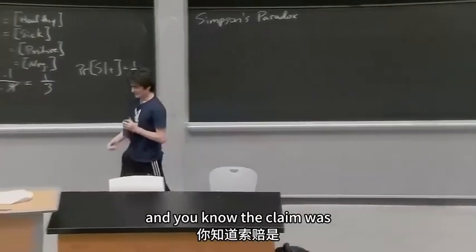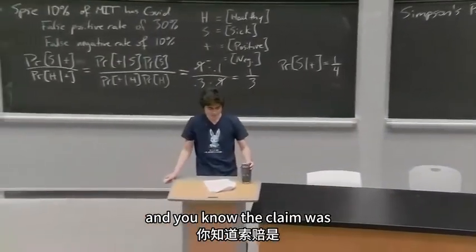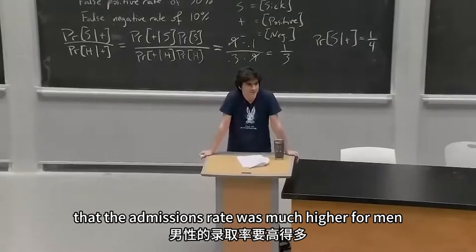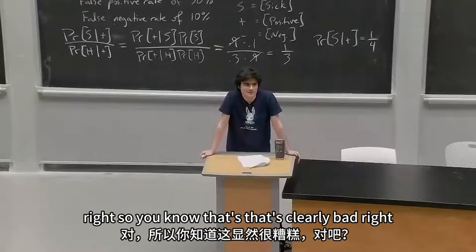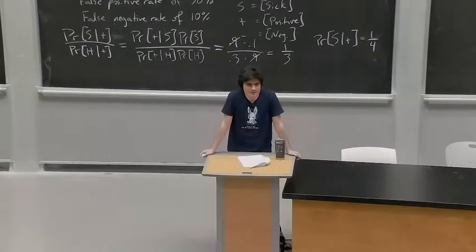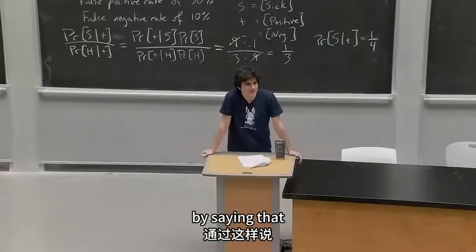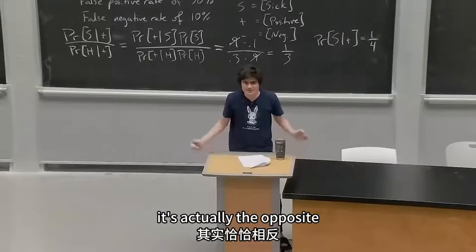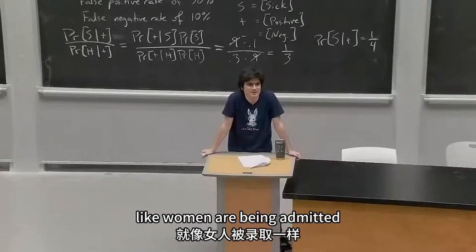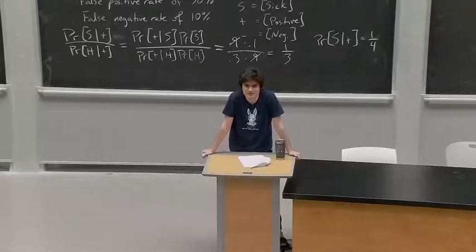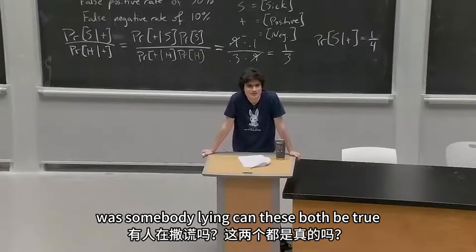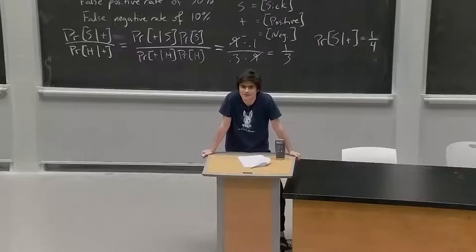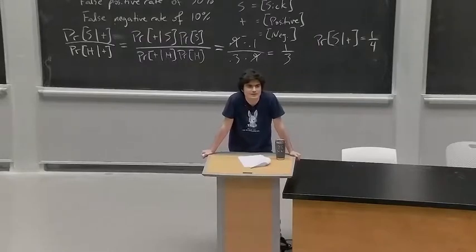The claim was that the admissions rate was much higher for men than it was for women, right? So that's clearly bad, right? But then Berkeley counterclaimed by saying that if you look at each individual department, it's actually the opposite. Like, women are being admitted with much higher rates than men, right? So what's going on? Was somebody lying? Can these both be true? Any ideas?